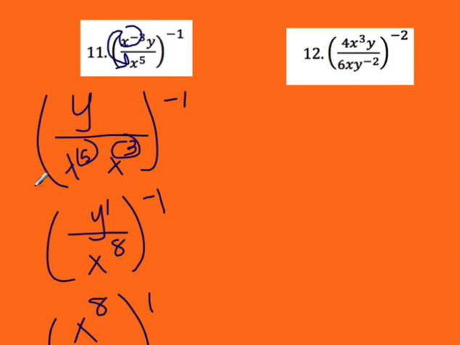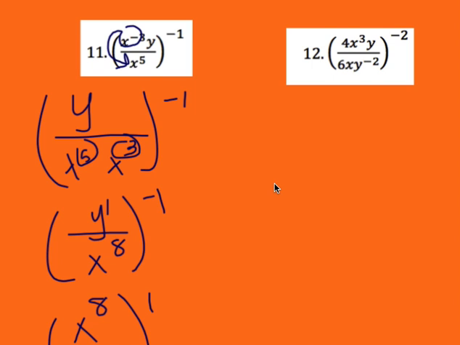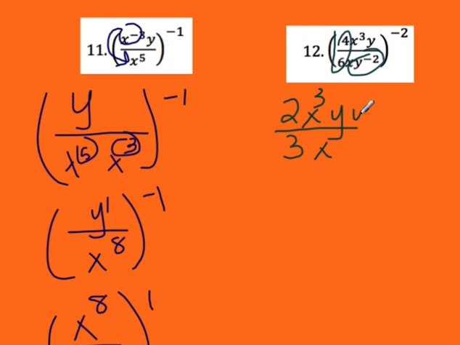Last but not least, let's do number 12. So again, we want to simplify underneath the radical first. So first thing I want to do is simplify inside of the parentheses. So 4 and 6 both are divisible by 2, and that leaves us with the fraction 2/3. X to the 3rd and y to the 1st are positive on top. That x is positive on the bottom, but that y to the negative 2 is negative on the bottom, so I'm going to flip it to the top.